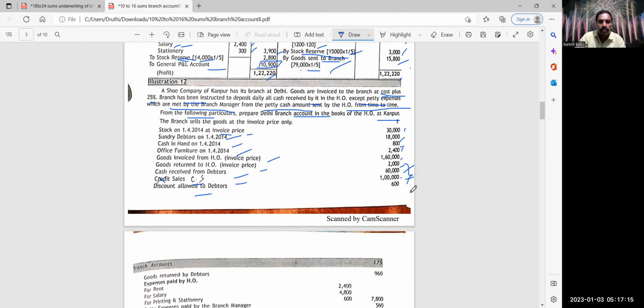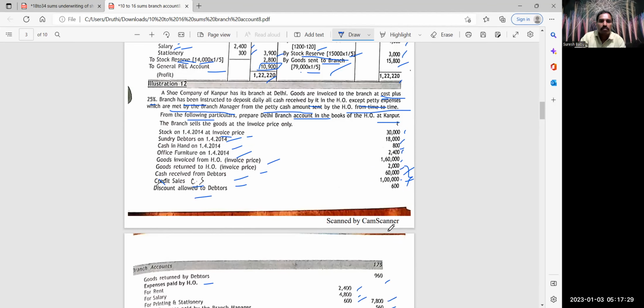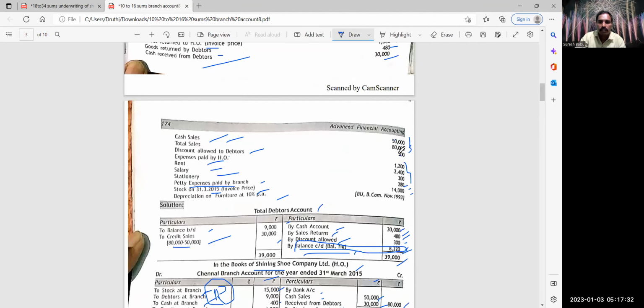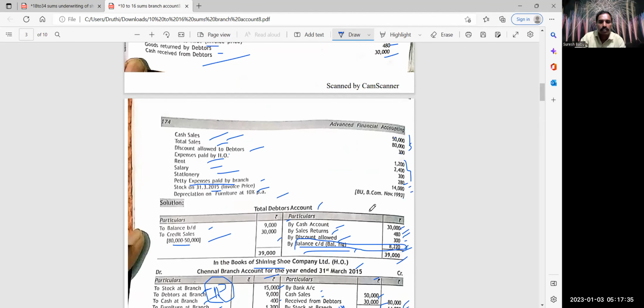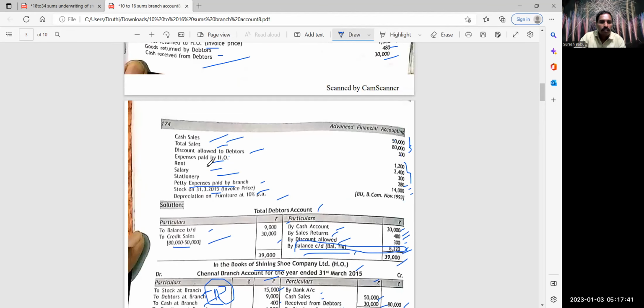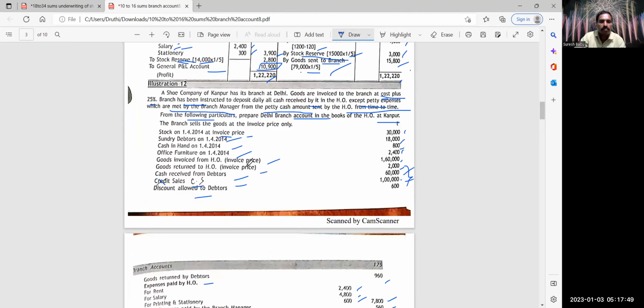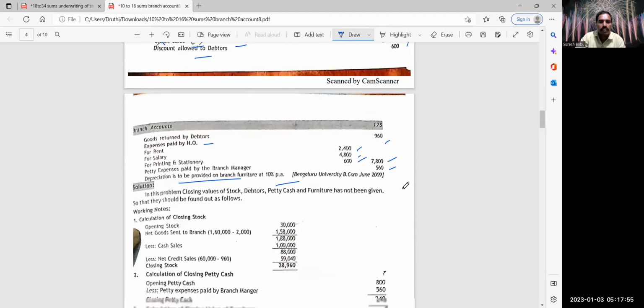Discount allowed to debtors 600 rupees. Goods returned by debtors 960. Expenses paid 2,400 and 7,800. Petty expenses 560. Depreciation 10% per annum. Cash sales, total sales. So here, cash sales, how much in the previous sum? Cash sales 50,000, total sales 1,60,000. Here there is a change, correct? We'll just check it.